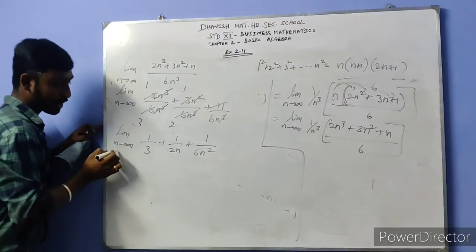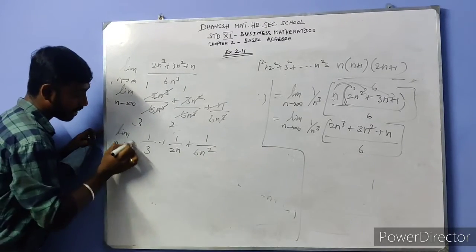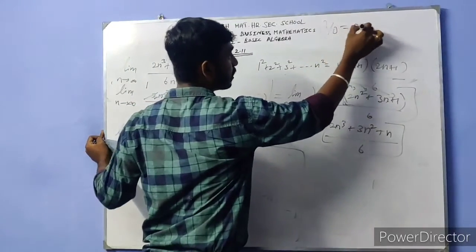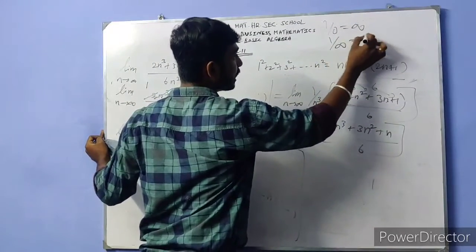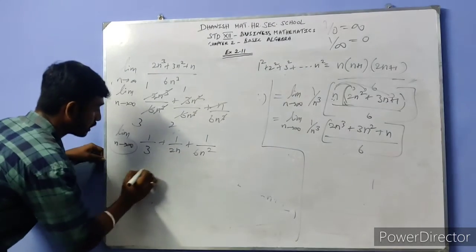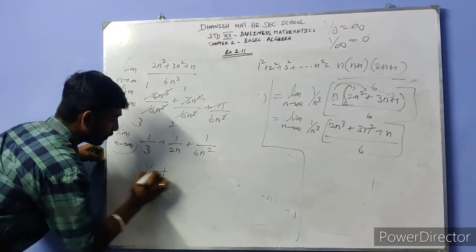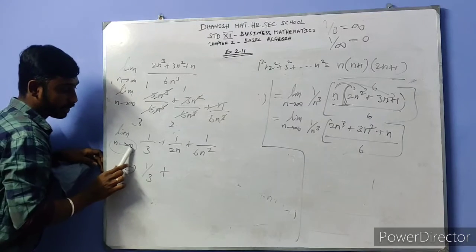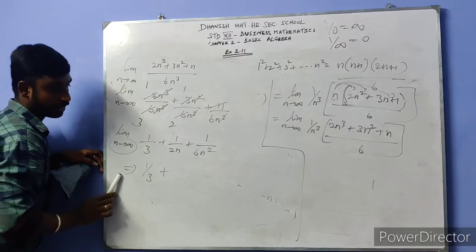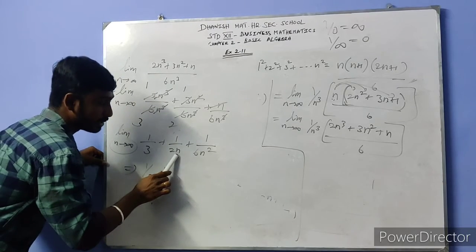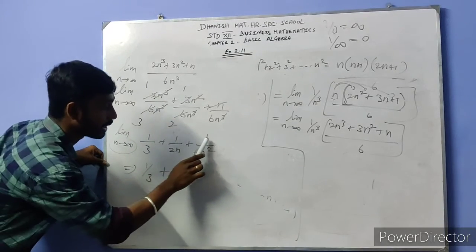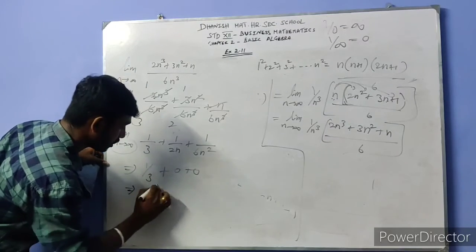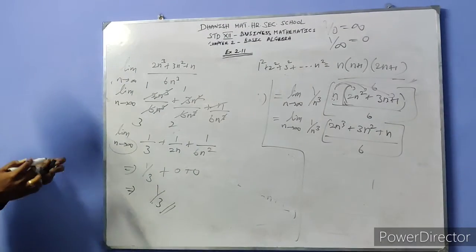What is the limit? Now I am going to substitute the n value. You already know 1 divided by 0 is infinity, and 1 divided by infinity is 0. So the limit is 1 by 3. Then I substitute n tends to infinity; there is no need to put the limit in the next step. What is 1 divided by infinity? That will be 0. What remains is 1 by 3, which is the answer for this question.